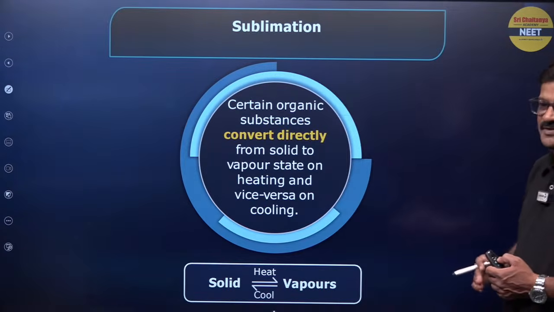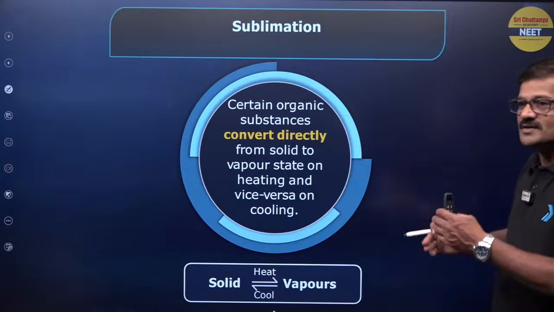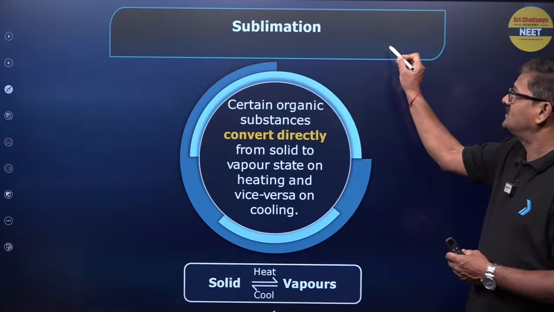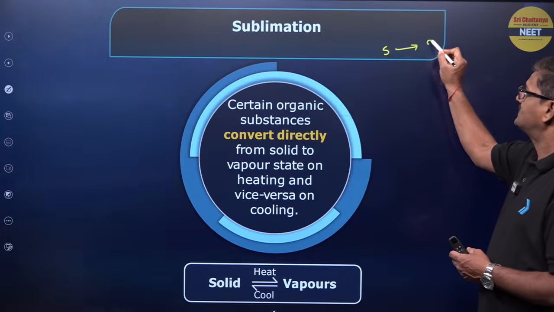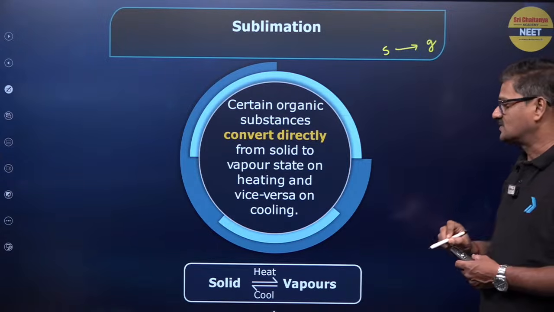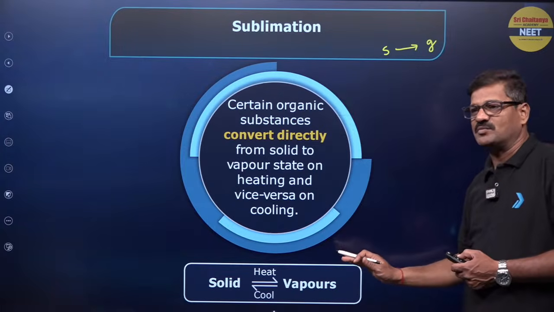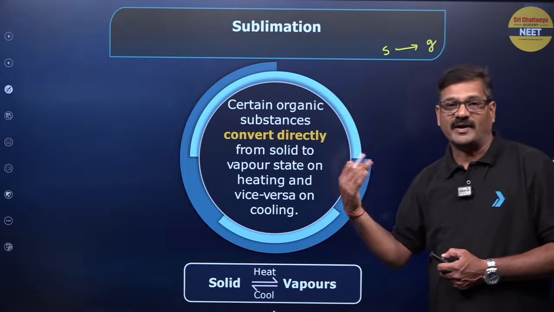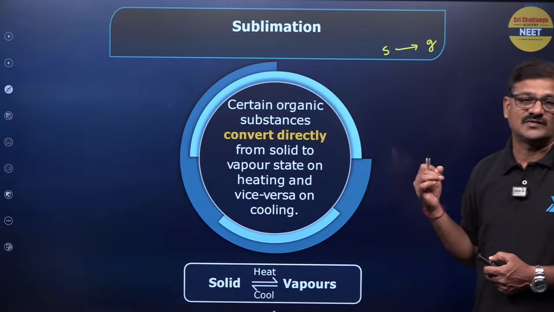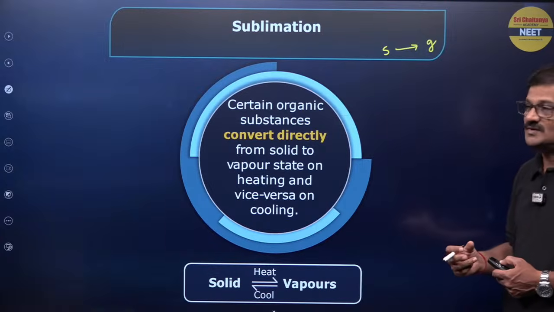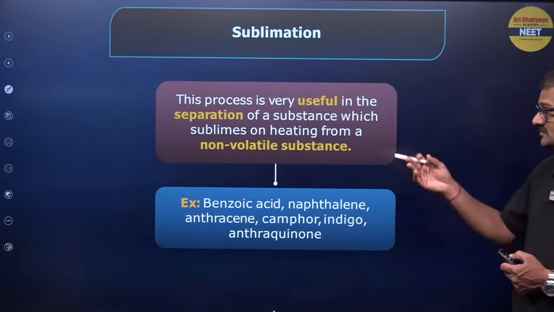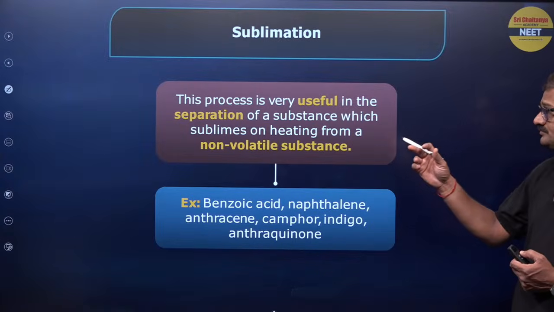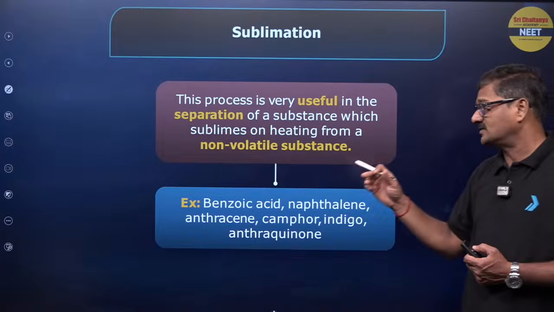Moving ahead, sublimation, and the substances that can sublimate. What is the meaning of sublimation? Conversion of a solid directly into gas is called sublimation. This is only done for substances that can sublimate, like naphthalene and camphor. This process is very useful in the separation of a substance which sublimes on heating from non-volatile substances.